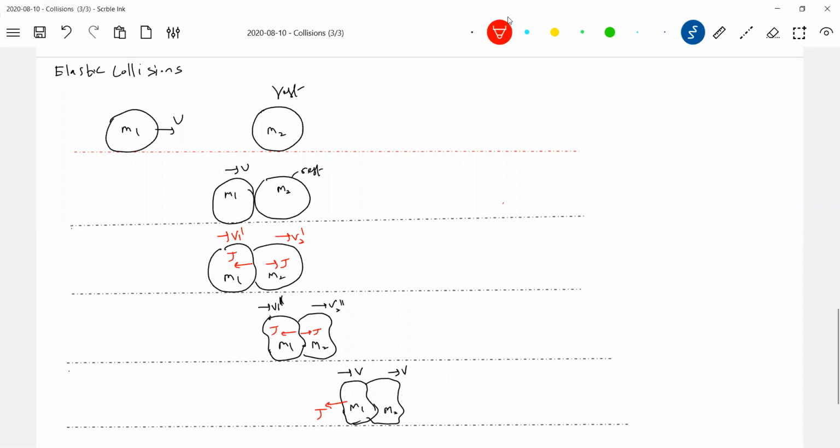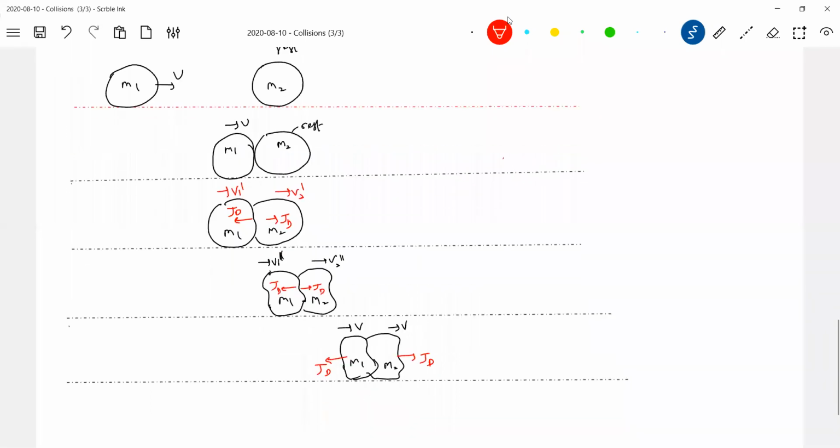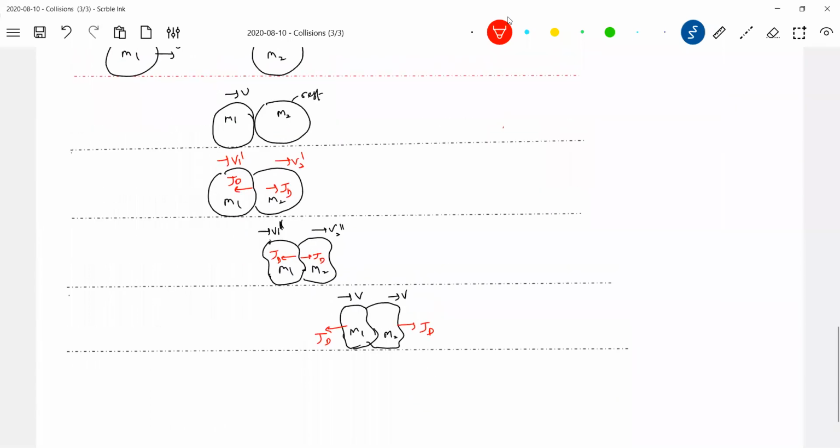Here let me show that impulse like this. So this impulse I'll give the name deformation. What that impulse acts, no? I'll call this as impulse of deformation. Now both will have common velocity.